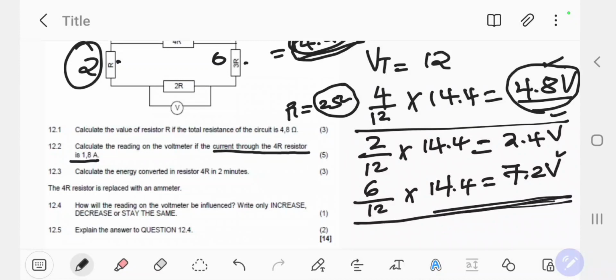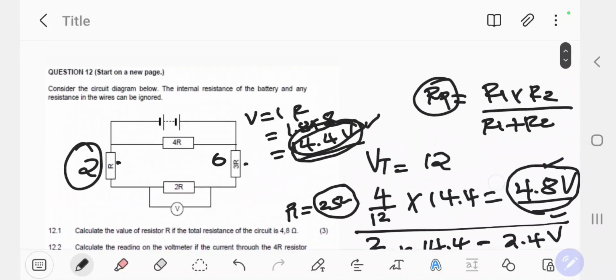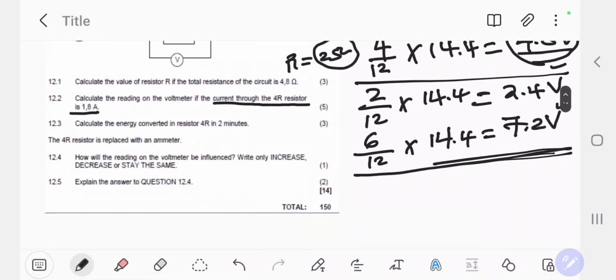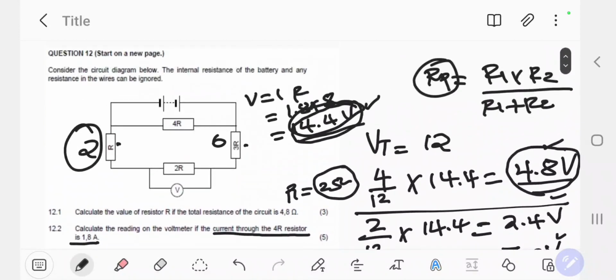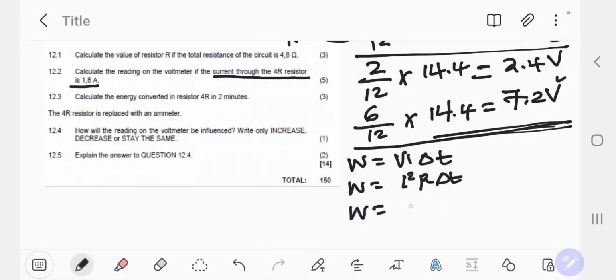All right, so okay, it's fine. Then let's look at what we can do. 12.3 says calculate the energy converted in resistor 4R in 2 minutes. Guys, there are different formulas for calculating the energy. So for this one, you just have to look at your formula sheet and make sure that you master the formulas that are there. I know that energy could be VI, change in time. Energy could be I squared R, change in time. Energy could be V squared over R, change in time.